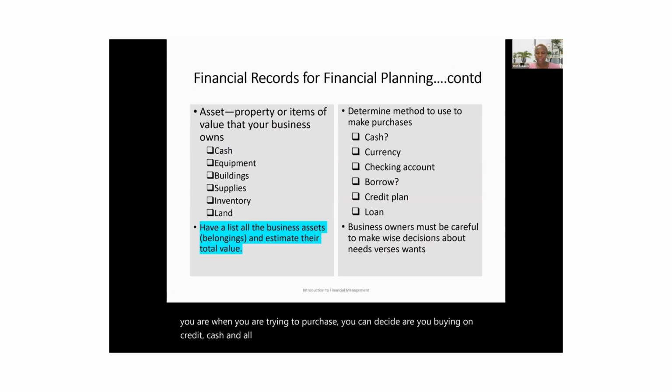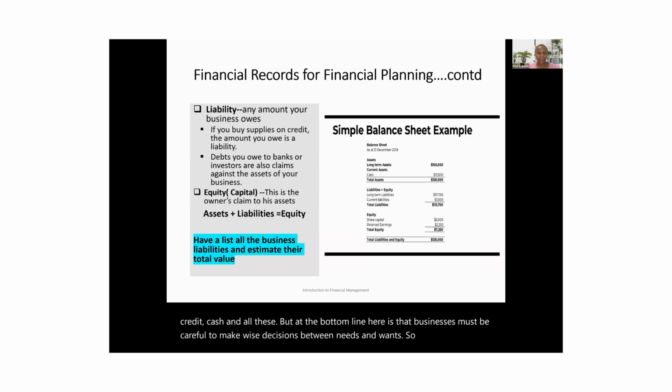But the bottom line here is that businesses must be careful to make wise decisions between needs and wants. So only prioritize on what is needed. So I've explained this about liabilities, about capital, and then this is a simple balance sheet.